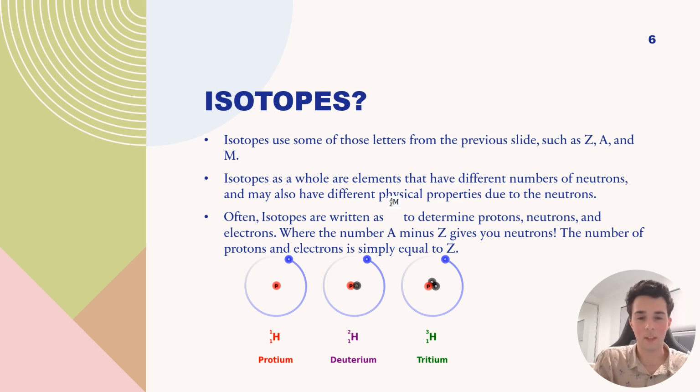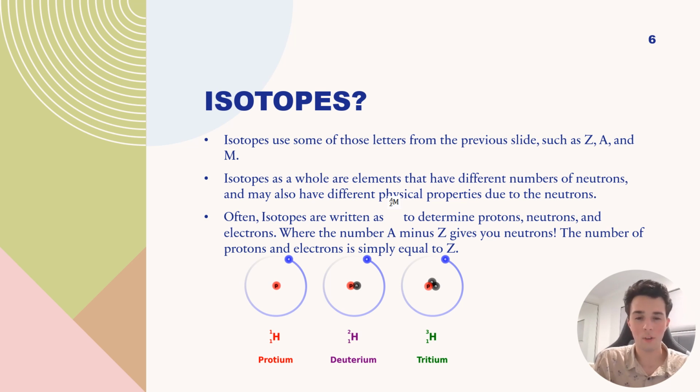They might be more dense due to that extra neutron, which will affect the density, even their effective nuclear charge, and whether they are radioactive, and so on. And it's hard to see here, but they are written as A, Z, M, where A, as we said before, is the atomic mass, Z is the atomic number, and M is the atomic symbol.